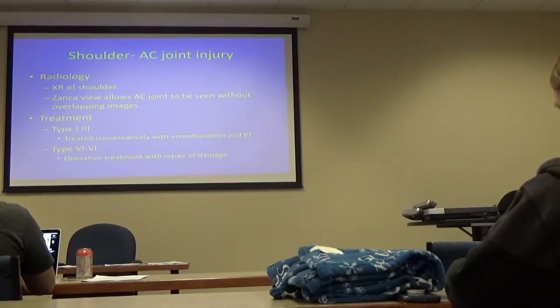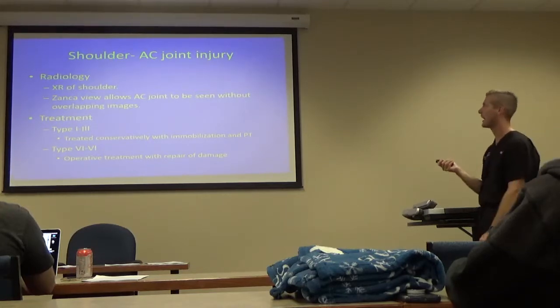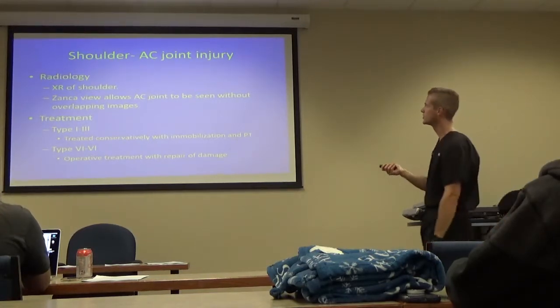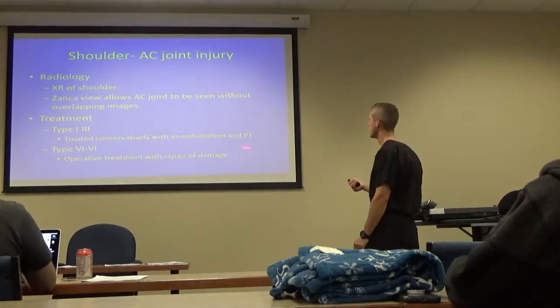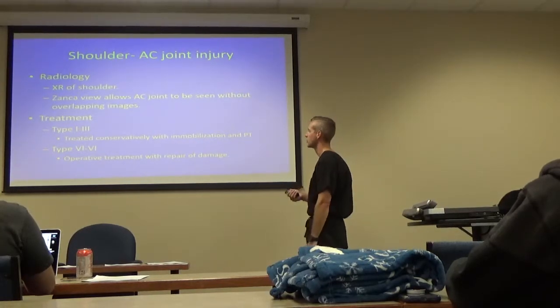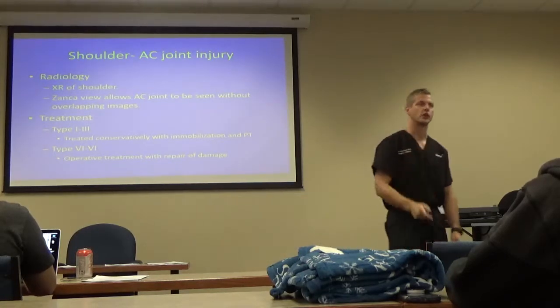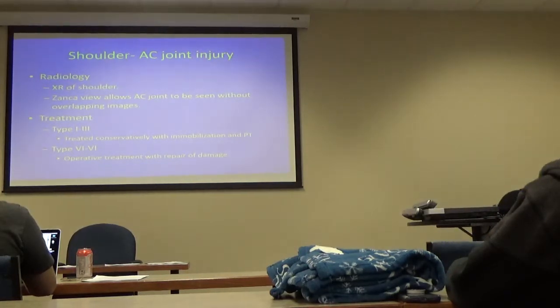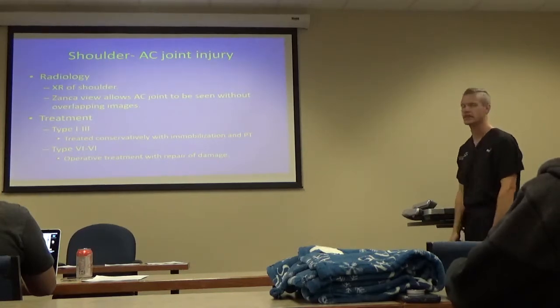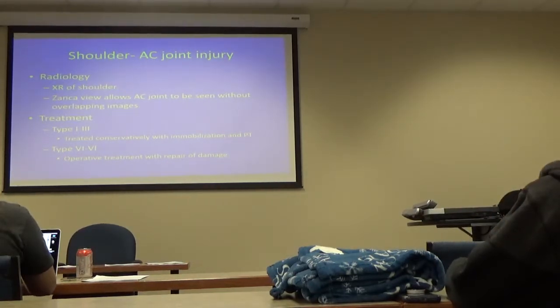X-ray of shoulder, Zanca view. I've never ordered that before. It allows the AC joint to be seen without overlapping images. Types 1 through 3 are treated conservatively with immobilization and PT. Types 4 through 6, operative treatment with repair and reconstruction. The types are in your notes. It just differentiates the degree of separation. So 1 through 3, conservative. 4 through 6, operative. Right? Okay.